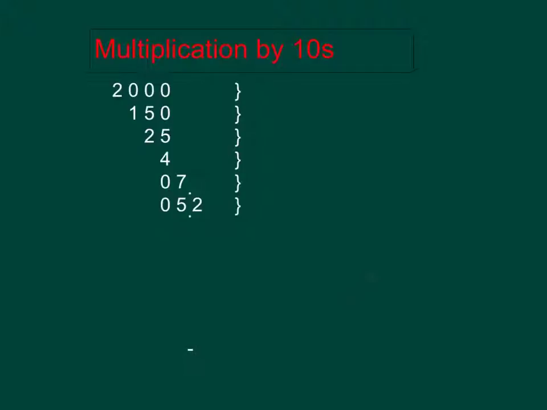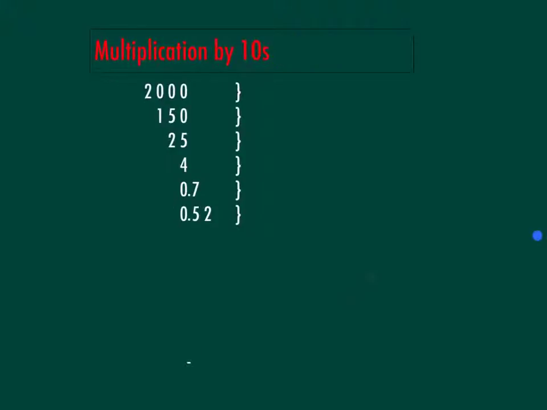So when I multiply by 10, when I've got whole numbers, very simply we add an extra zero. So the result is we add a zero here, we add a zero here, and here, and here. We end up with 20,000, 1,500, 250, and 40.